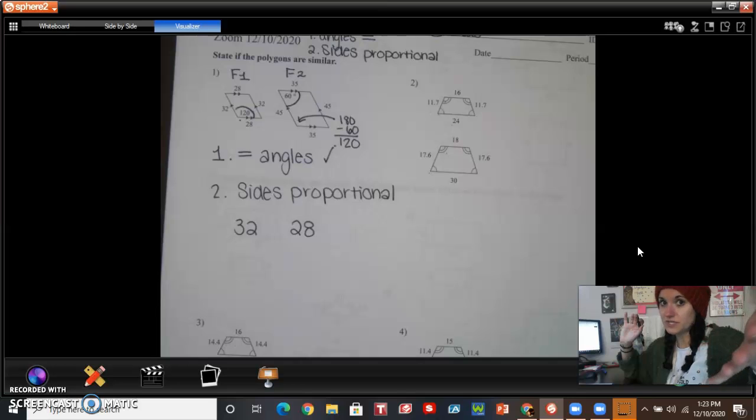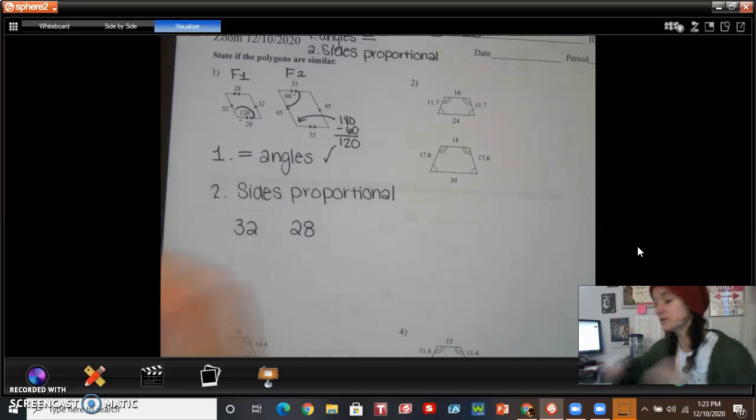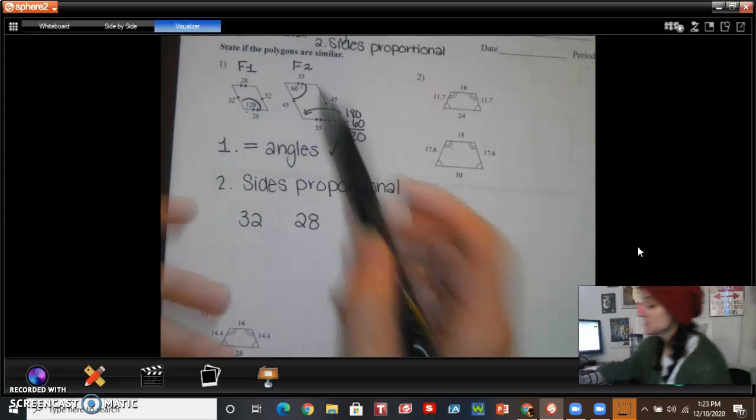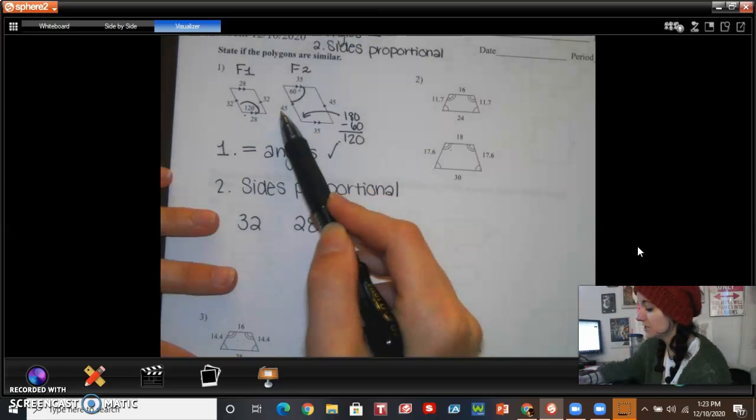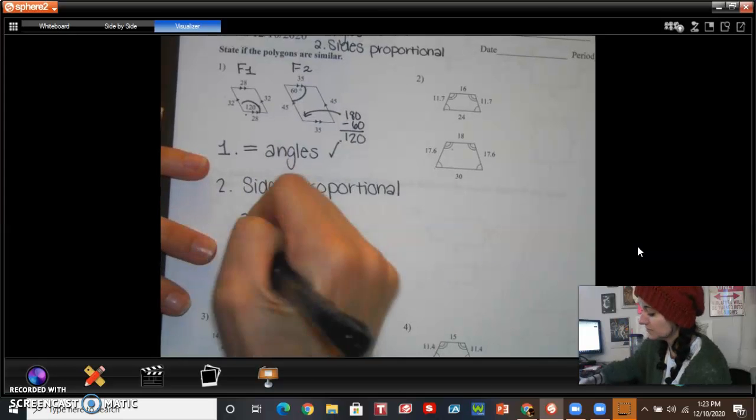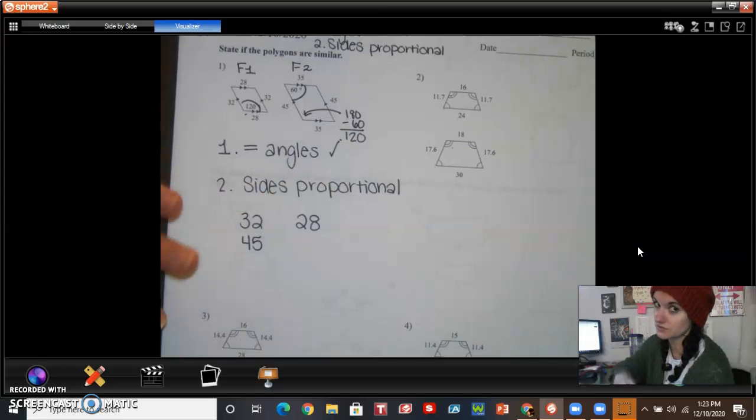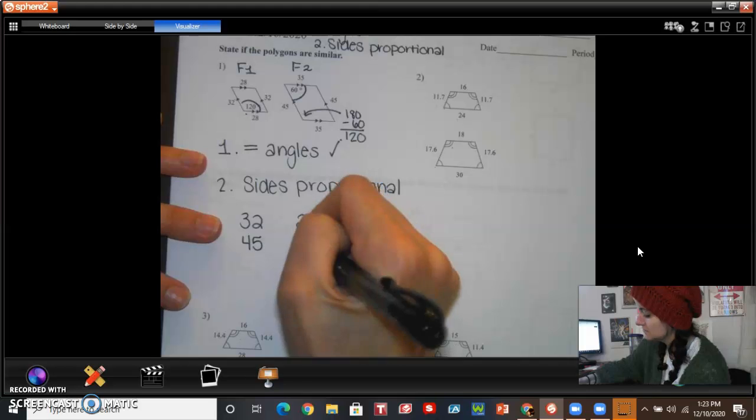Okay, so we're talking about making sure you write down every single side length you're given in each figure. So in this one here, we have 45 and 35. 45 is the longest. And what we need to do is see if they are equal. So then we take a calculator and we type 32 divided by 45.